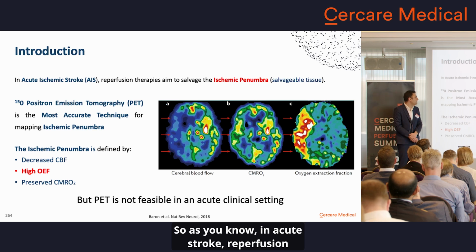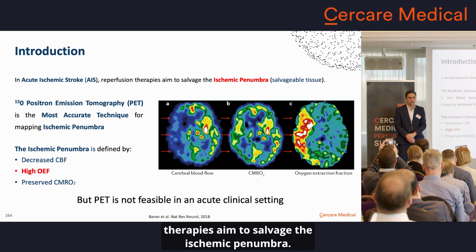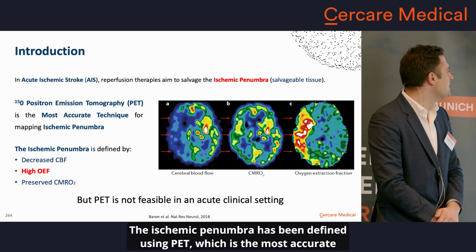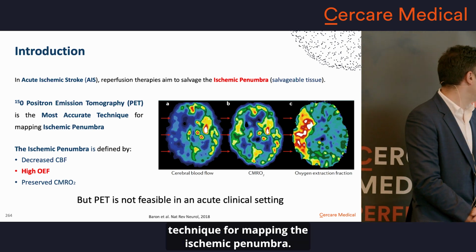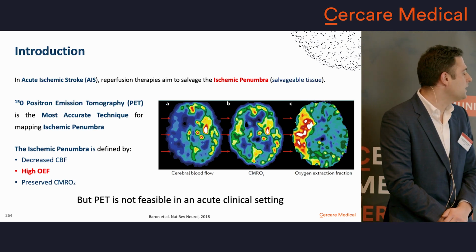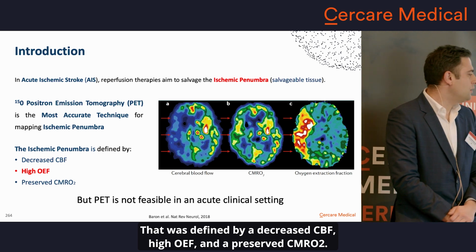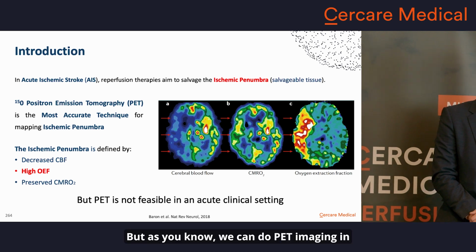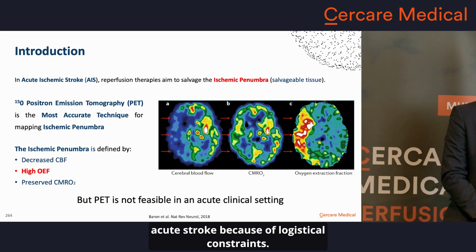As you know, in acute stroke, reperfusion therapies aim to salvage the ischemic penumbra. The ischemic penumbra has been defined using PET, which is the most accurate technique for mapping it. That was defined by a decreased CBF, a high OEF, and a preserved CMRO2. But as you know, we can't do PET imaging in acute stroke because of logistical constraints.